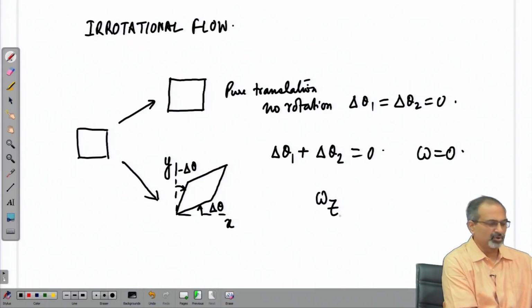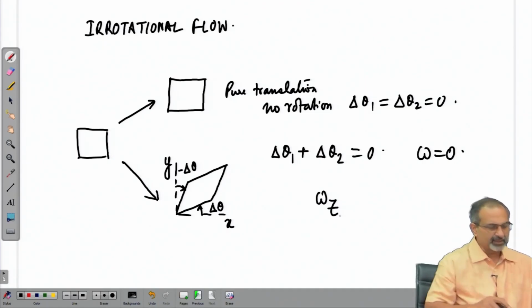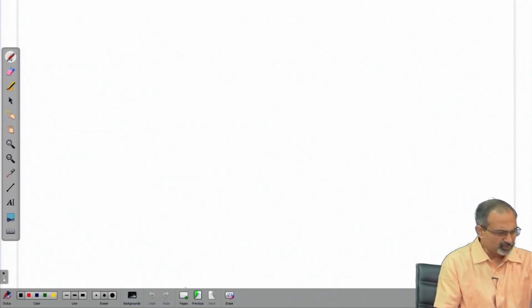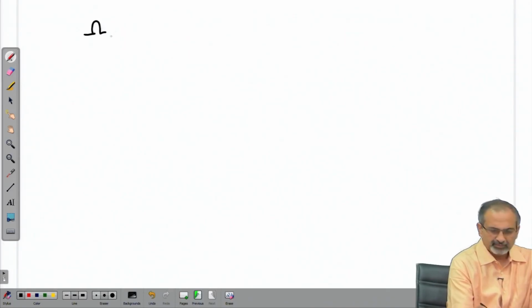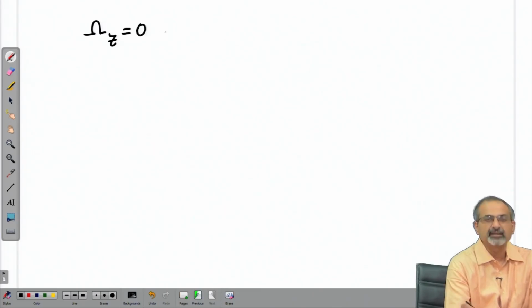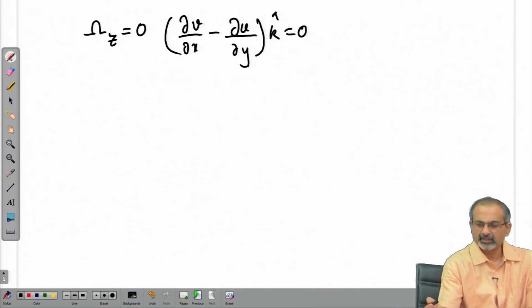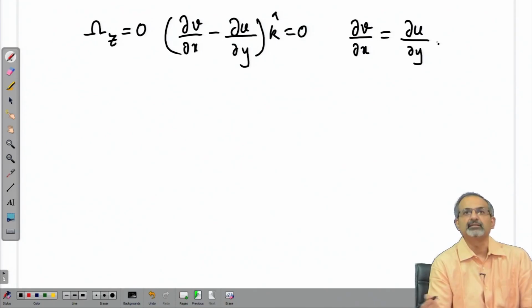So, this is about rotational and irrotational flow fields, and let us add a little bit more before we move on to the next topic. In a 2D flow field, if you have the situation that the omega z is 0, you can similarly say that capital omega z will also be 0 consequently. The only difference is that the factor half goes away, and then this should be 0. What this basically means is that del v del x is equal to del u del y. This is the relation it has to fulfill.